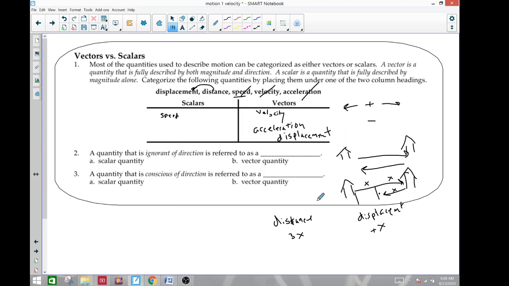Notice that in the distance, we didn't care if you're positive x or negative x. So I spent 2x going to the right, and I did x going to the left. Did the scalar care that one was positive and one's negative? Positive means it's going to the right, negative means it's going to the left. The scalar didn't care because it doesn't have that positive and negative.